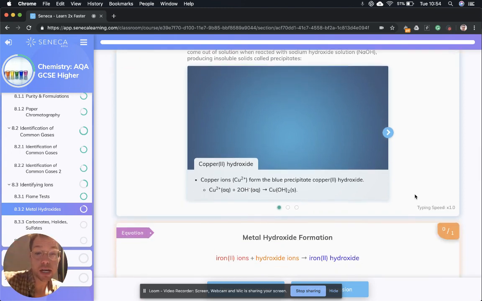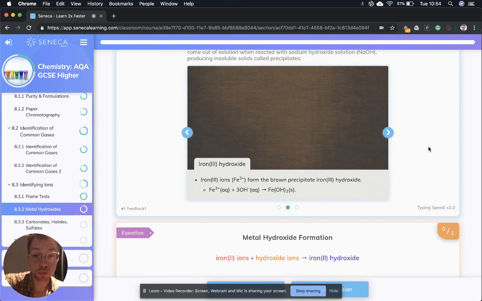So if we add a hydroxide, what's going to happen? So Cu2+ plus 2OH- is going to give us Cu(OH)2. Now, when you're writing the symbol equation, we need our little state symbols. And remember, these are precipitates. So that Cu(OH)2 is going to be a solid. So we'll put a little (s) next to it, okay? And that copper hydroxide precipitate is blue.